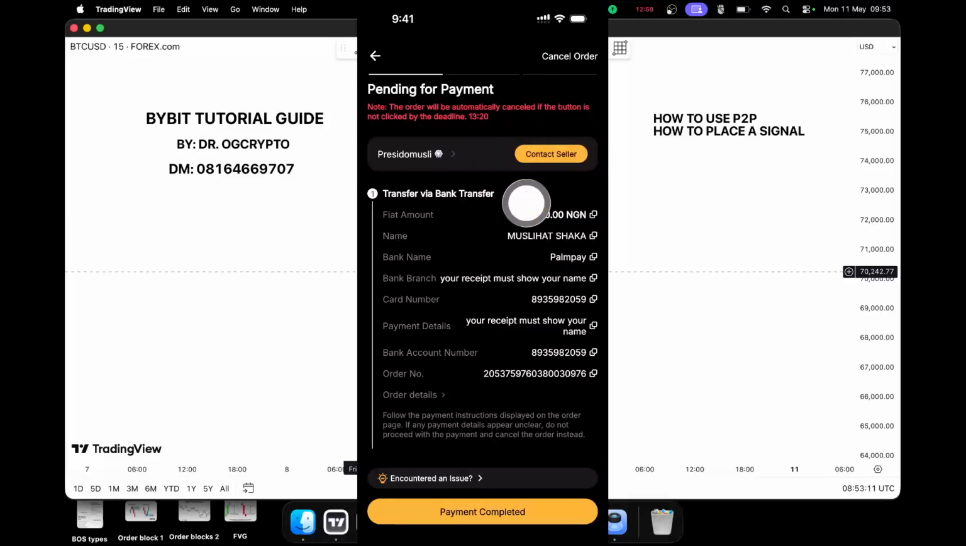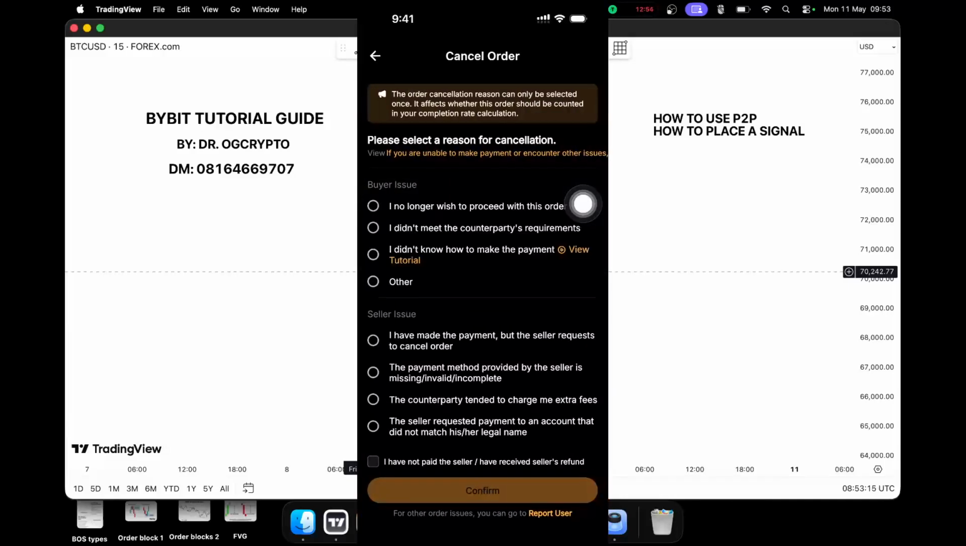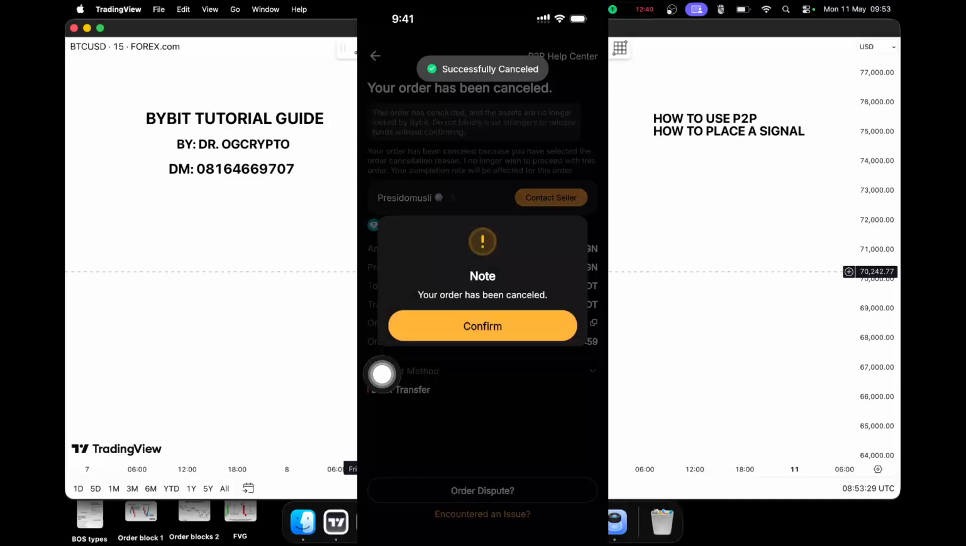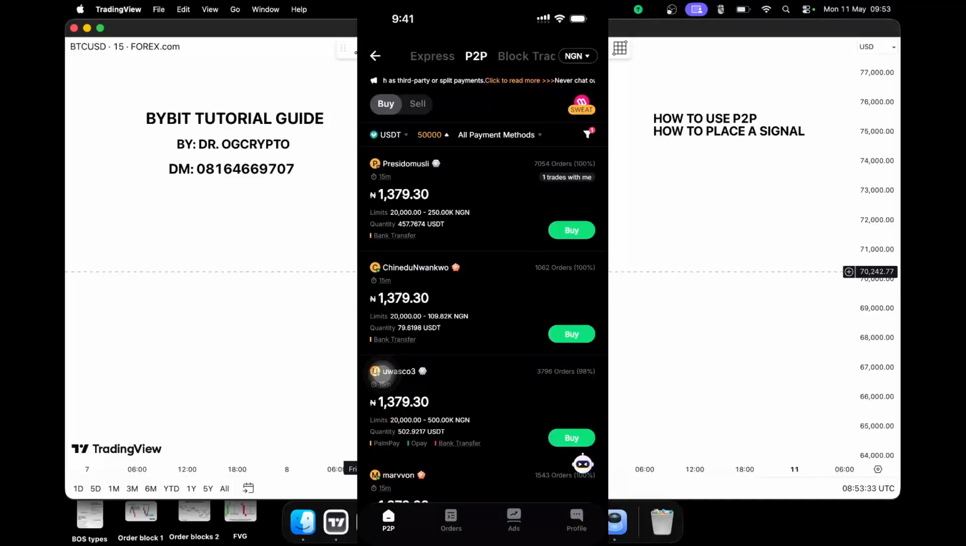But I'm not buying, so I'm just going to cancel the order. So cancel order. I no longer wish to proceed with this. I have not paid the seller, or I've received the seller's refund. So click on confirm. So you see, I've cancelled that particular order. But if you want to buy, that's how you proceed.